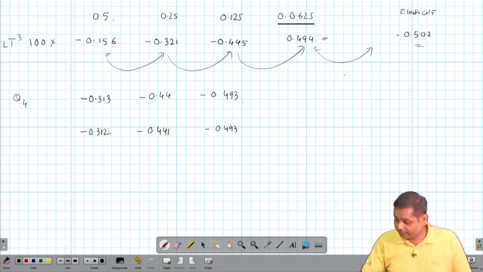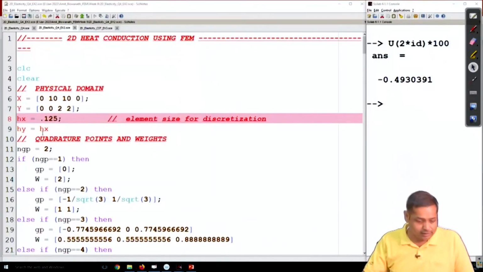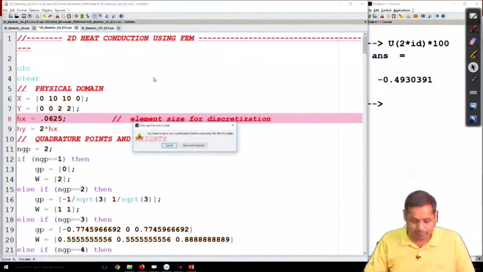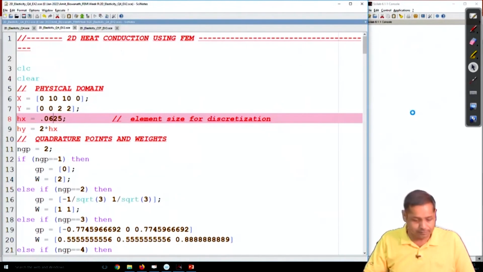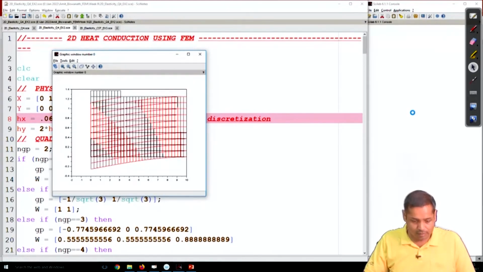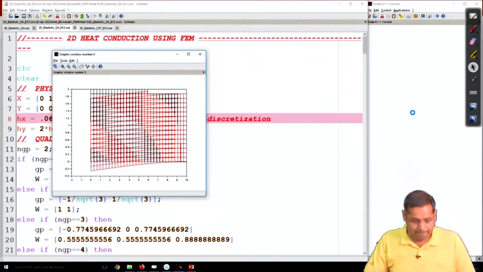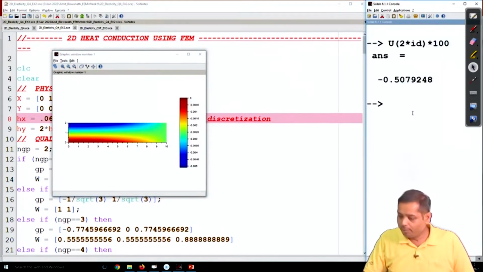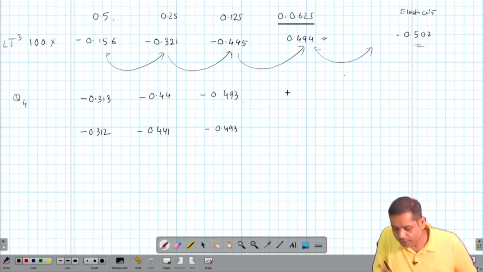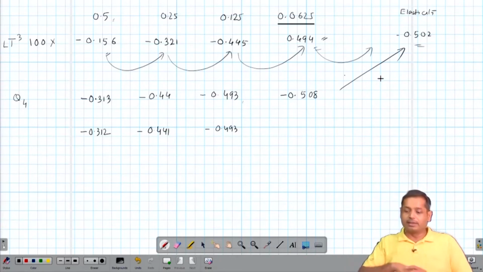Okay, now let us make a very fine mesh and check the convergence. Let us make it 2 into this and make it 0.0625. This is minus 0.508. So one level of discretization is the same, minus 0.508, which you see is very close to this solution. So even if you increase it, you can see the convergence.